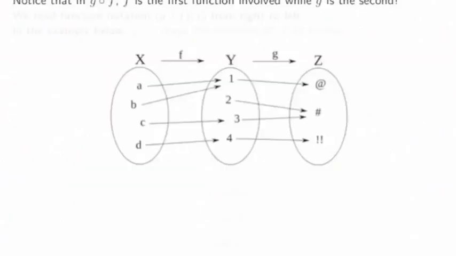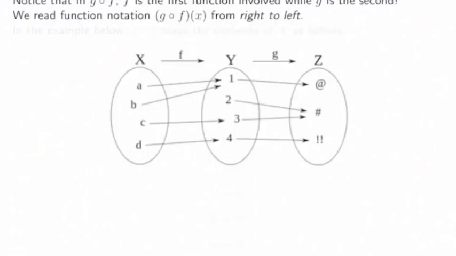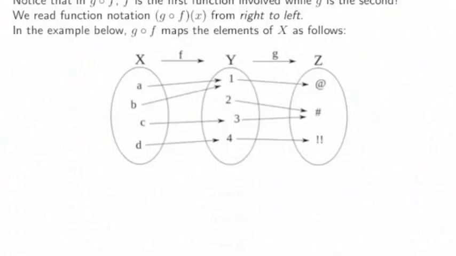We'll do an example or two. Notice that in g composed with f, f is the first function involved, while g is the second. We read function notation, g composed with f, from right to left. In the example below, g composed with f first maps through the function f. So the element a from capital X on the left is mapped by f to the element 1 in the middle. Then g maps 1 to the @ symbol, so a is mapped by the composition to the @ symbol.